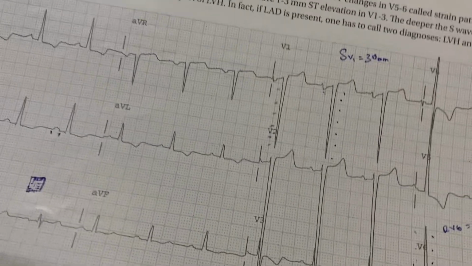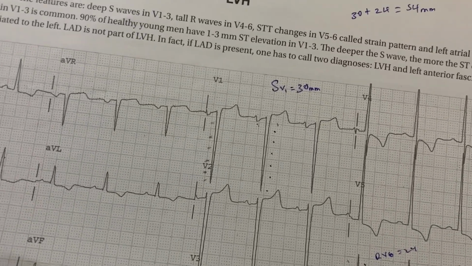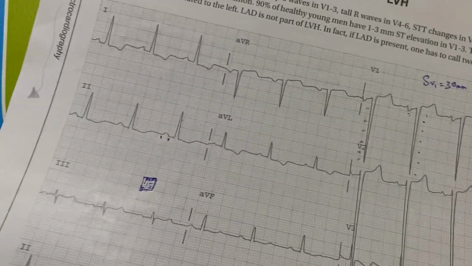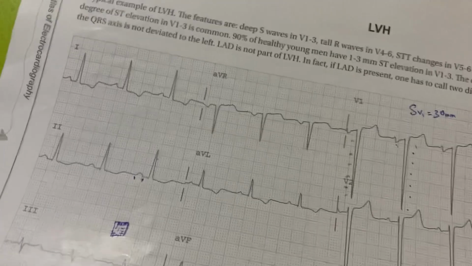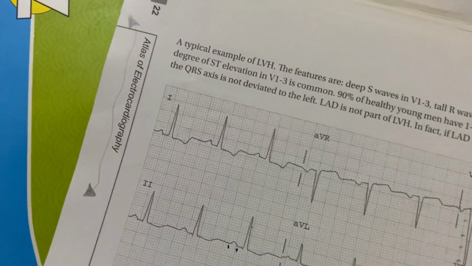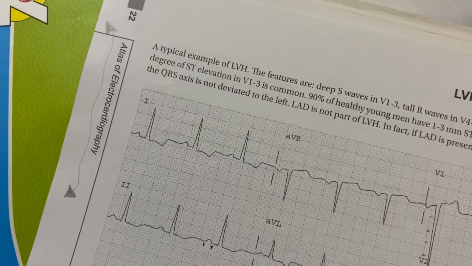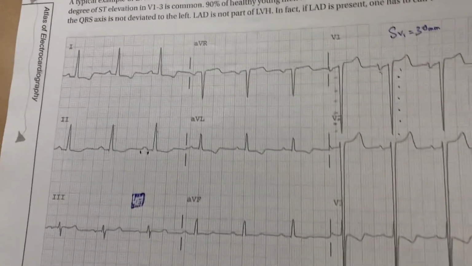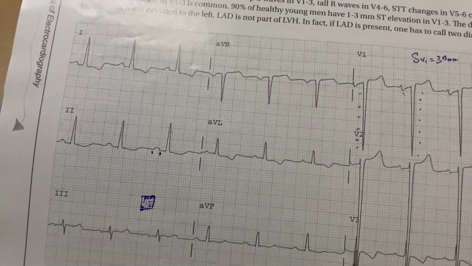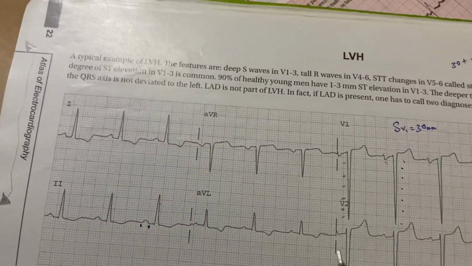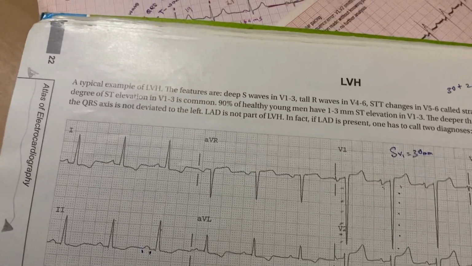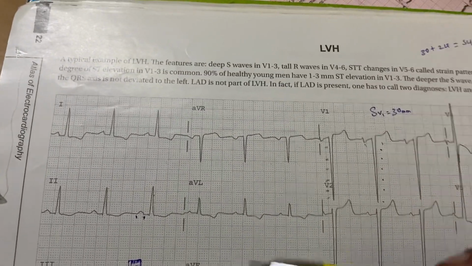Other criteria we check for the axis. I told you how to look for the axis. You look in the limb leads and pick the one with the tallest positive complex. Tallest positive complex, that is the easiest.